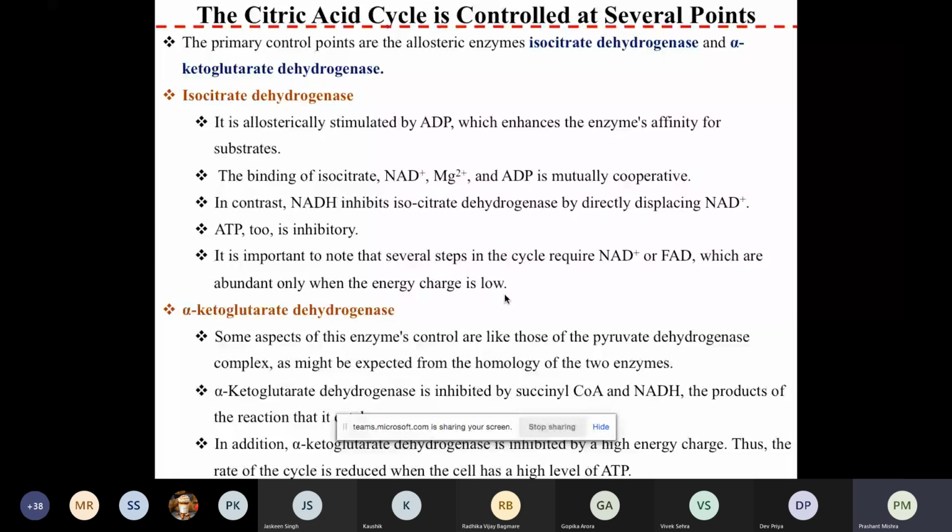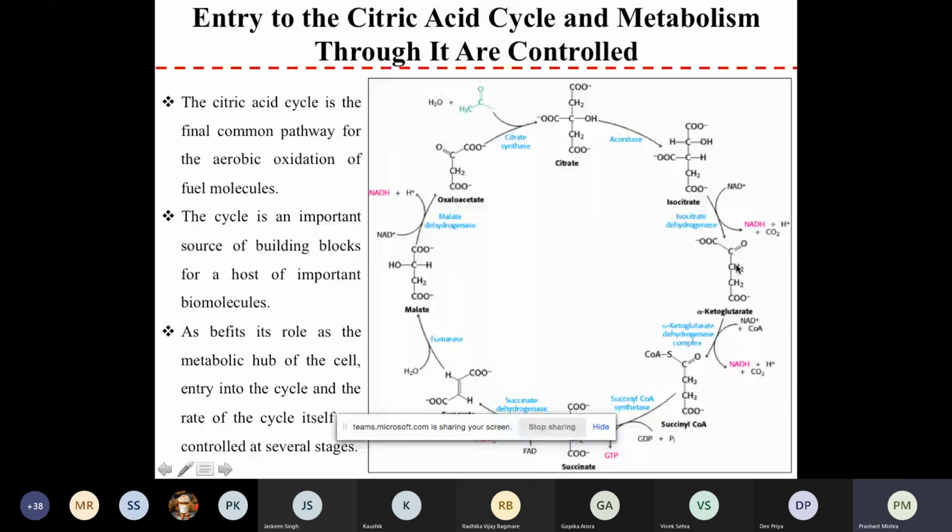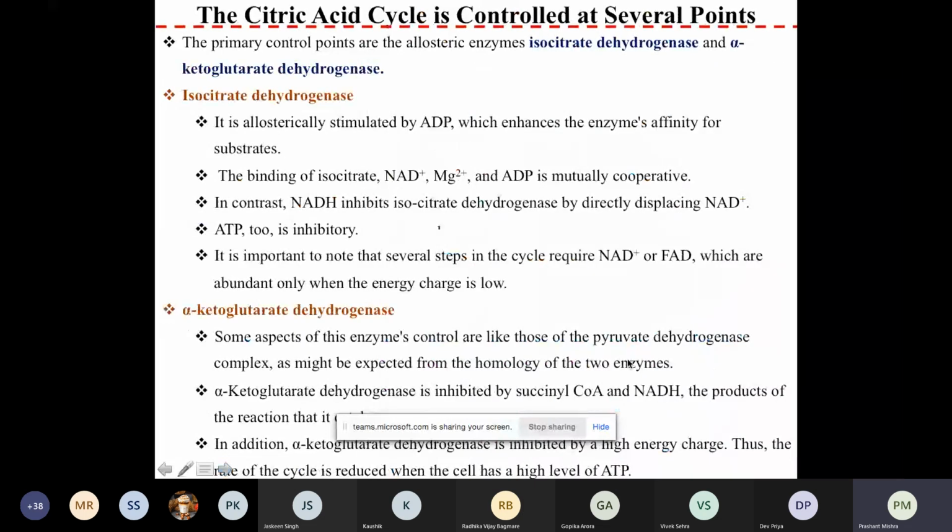Another enzyme which is controlled is alpha-ketoglutarate dehydrogenase. This alpha-ketoglutarate dehydrogenase plays the same role as pyruvate dehydrogenase. Both of them have homology. Here, alpha-ketoglutarate dehydrogenase is inhibited by succinyl-CoA and NADH. So what are these succinyl-CoA and NADH? You see that succinyl-CoA is the one which is synthesized at the later stage. So succinyl-CoA is the one which will be inhibiting this reaction, and in the same way the reaction is also inhibited by NADH, which is the product of the reaction.